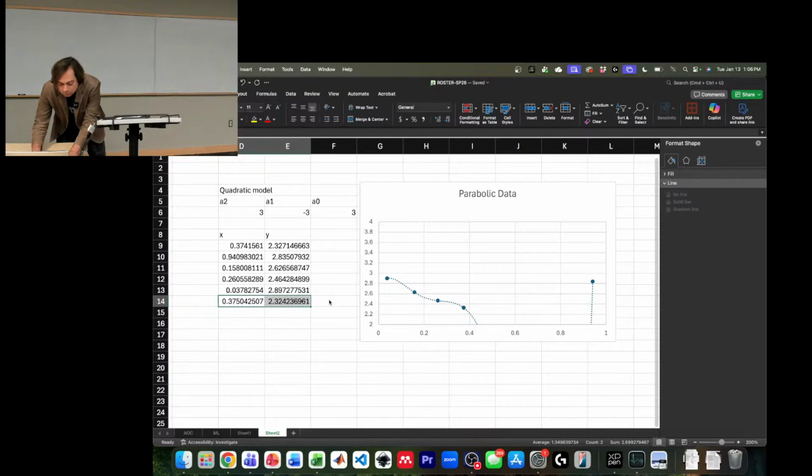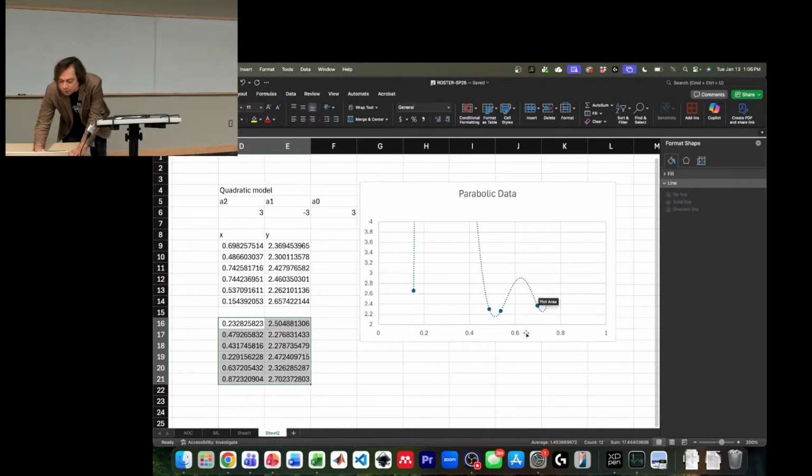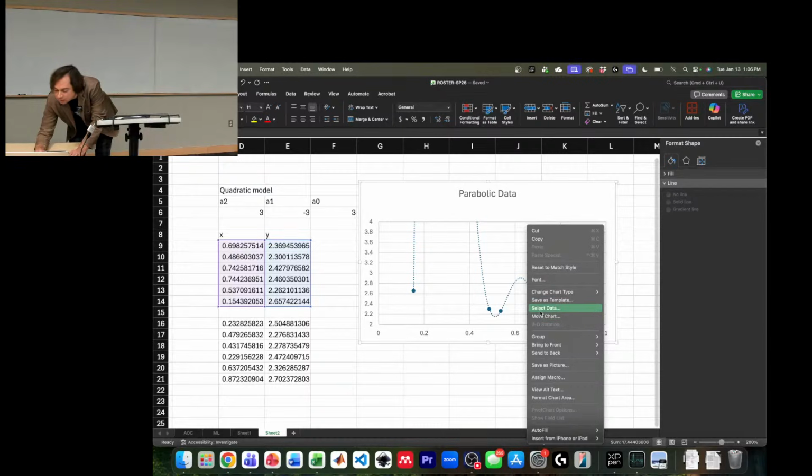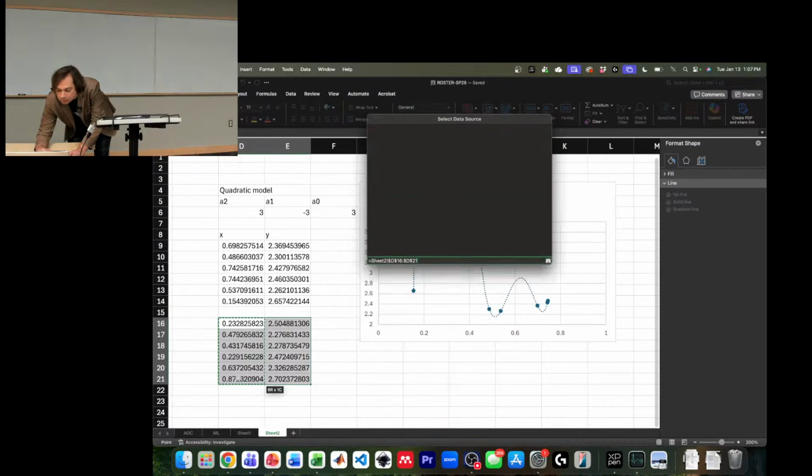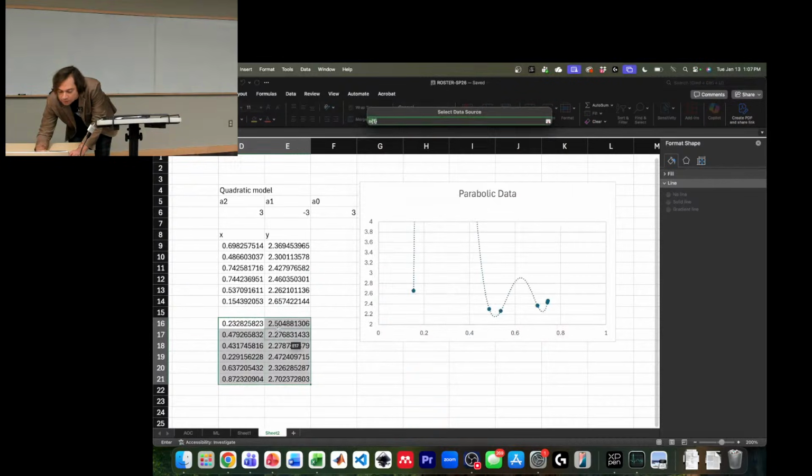But the good news is that all this stuff is the training data. What we can then do is take this and add to it some test data and plot that, adding it to the series. So let's go select data. Let's add a series. The x values are that. The y values are that.